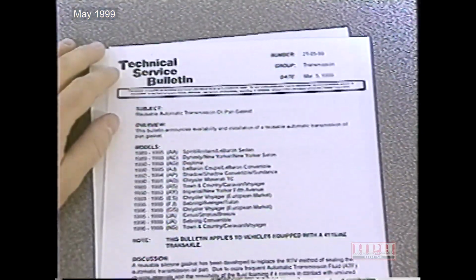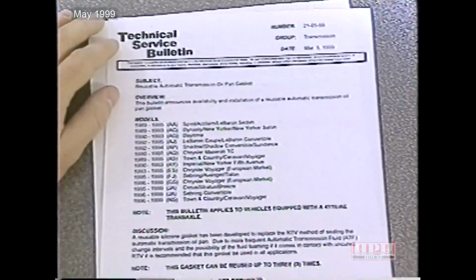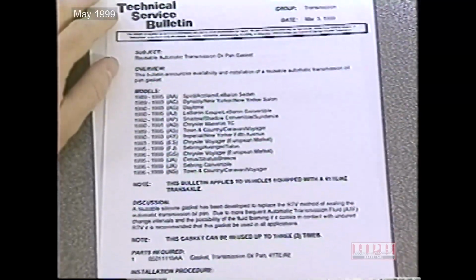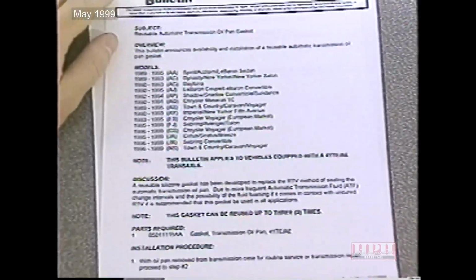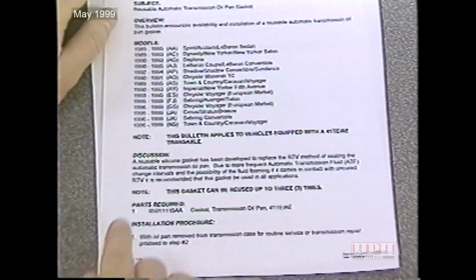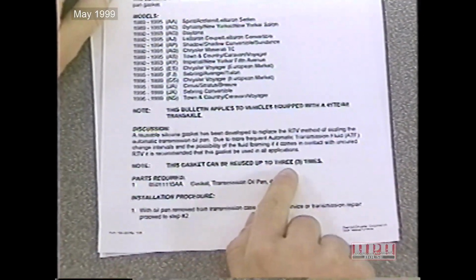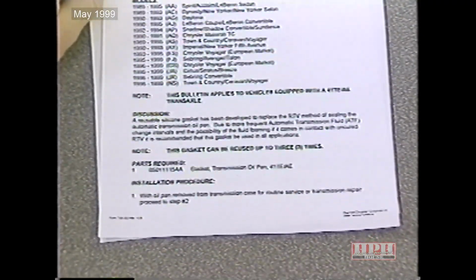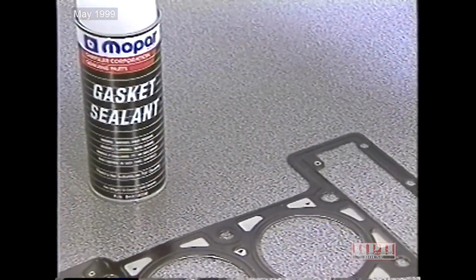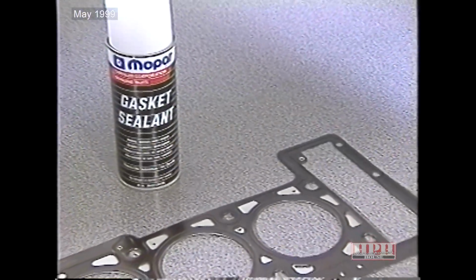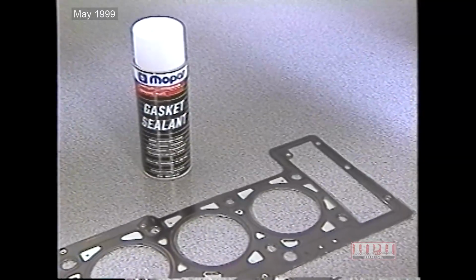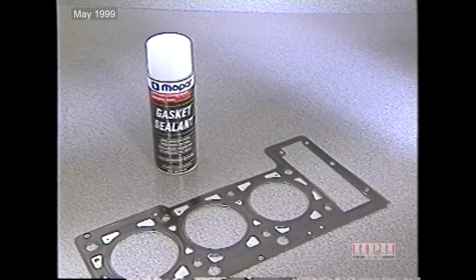TSB number 210599 involves using a reusable gasket in place of RTV on vehicles with the 41 TE/AE transaxle, so you may want to refer to that. Finally, Mopar gasket sealant is a slow-drying aerobic sealer used to seal threaded fittings and gaskets against oil.